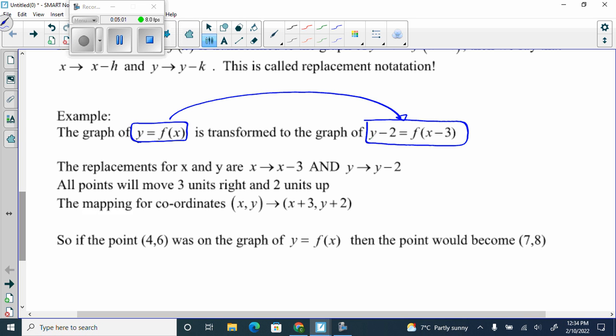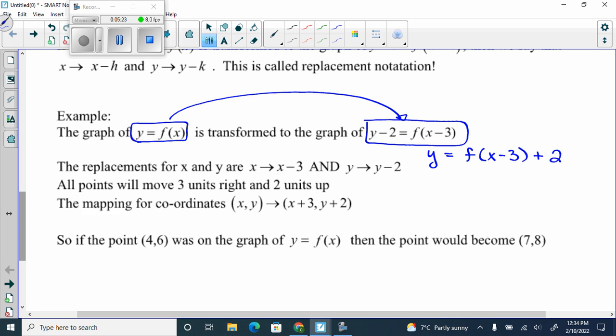What did I tell you is the first thing I always do? Get your equation into? Yeah, y equals. So what do I have to move to get that equation into y equals? Plus 2. So the first thing I'm going to do is go y equals f of x minus 3 plus 2.